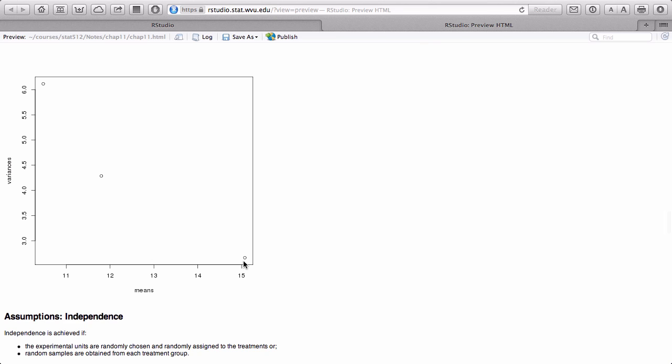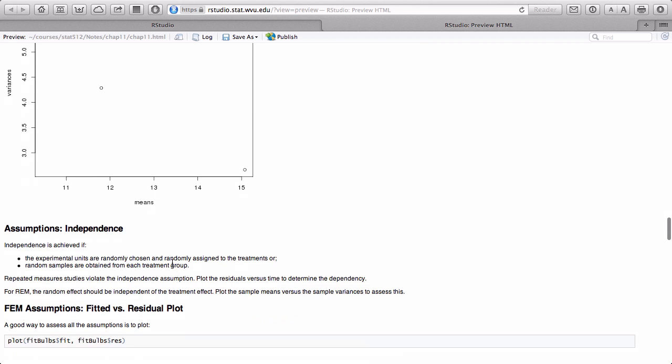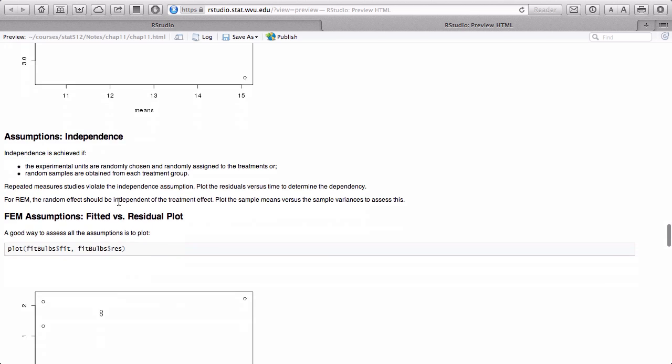Now that could also be true in a random effects model because of the sigma squared sub A term. So this is something we may want to take a look at in terms of random effects models, and I'll come back to that point in a minute.